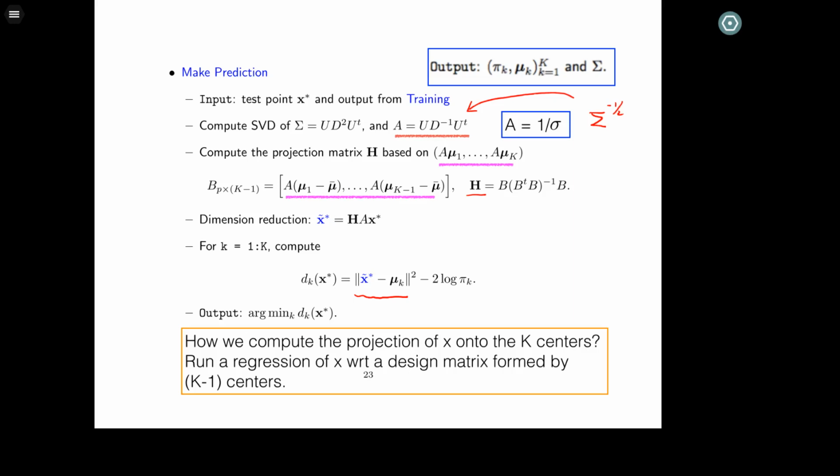And just in case you want to know how we're going to project data to that space with the K centers, we can just run a linear regression. You can think about this as a design matrix with k minus 1 columns, and every column is a p-dimensional vector. So they span the k minus 1 dimensional subspace. So that's our design matrix. You just run a regression of every x onto this design matrix B, and the fitted value would be the projection to that k minus 1 dimensional subspace.